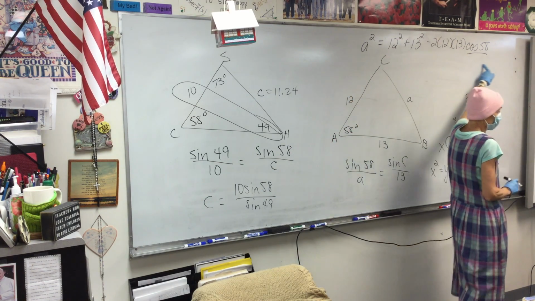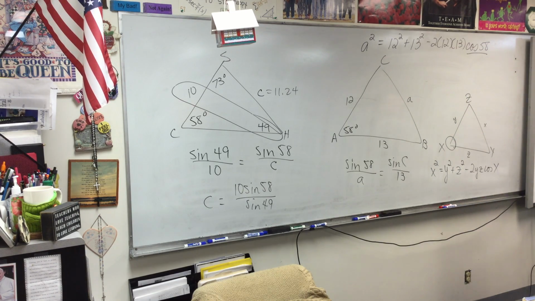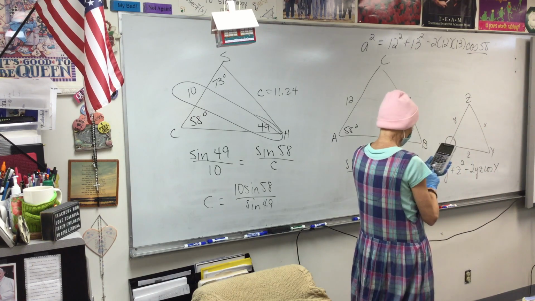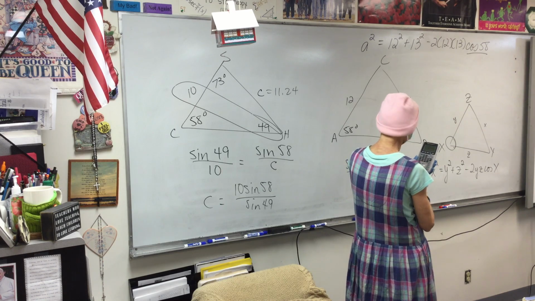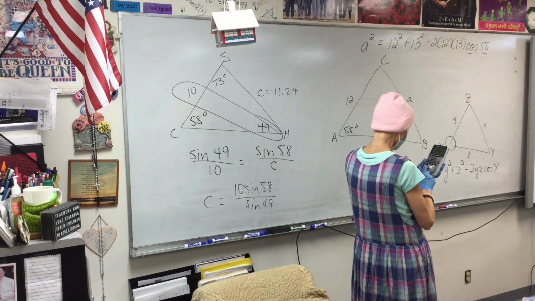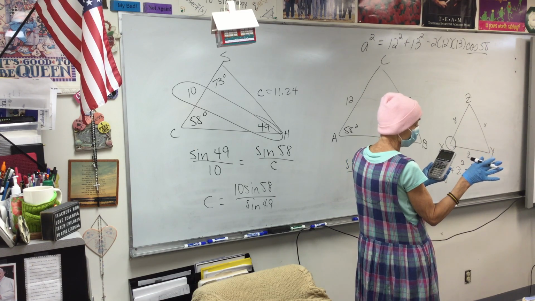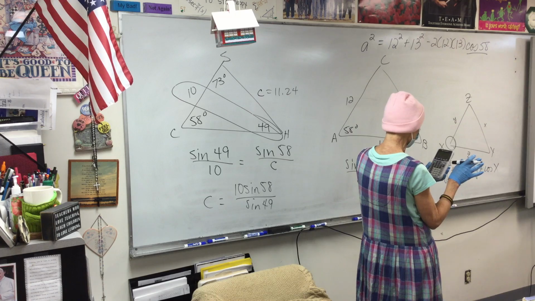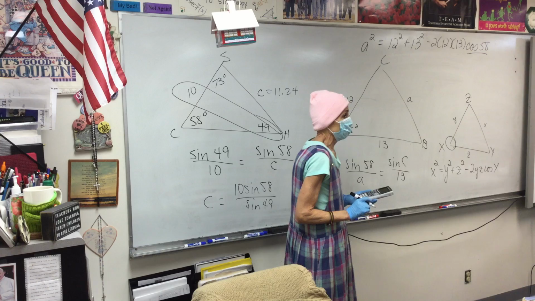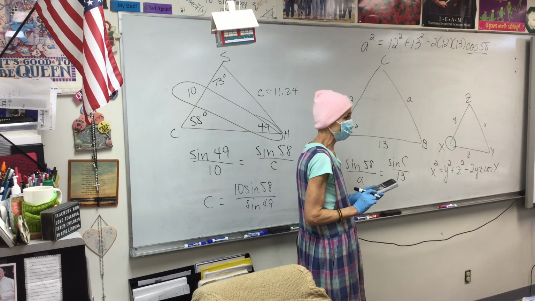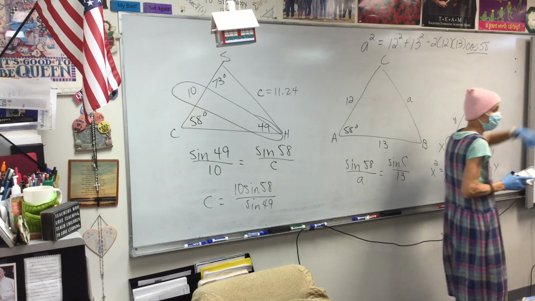This, you can just type in. You don't have to do anything fancy. Just type in exactly what you see. 12 squared plus 13 squared minus 2 times 12 times 13 times cosine. Remember, we're doing all cosines now, so we're using cosine 58. Tell me what you get. Just type in that long string of stuff.